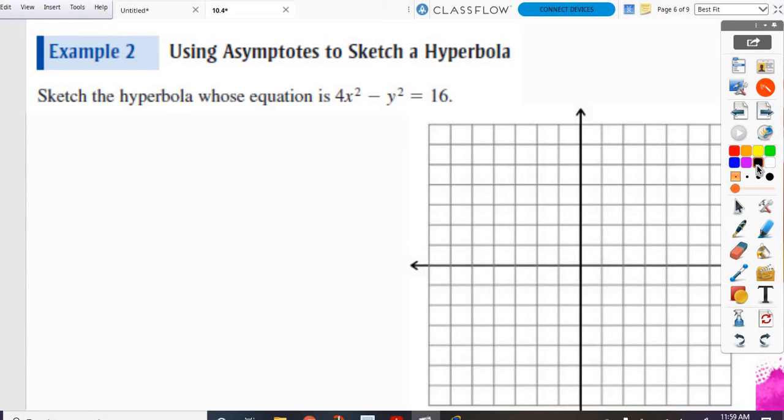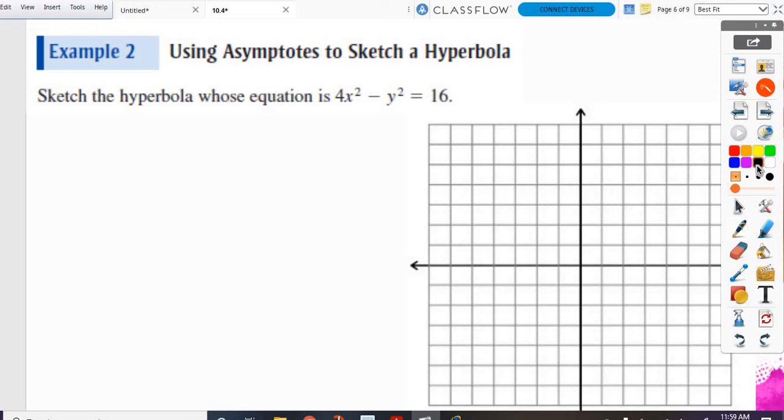Now, they give us 4x squared minus y squared equals 16. Can we graph that as it is? No, because it's not in standard form. So we can't graph it right now because it's not in standard form.